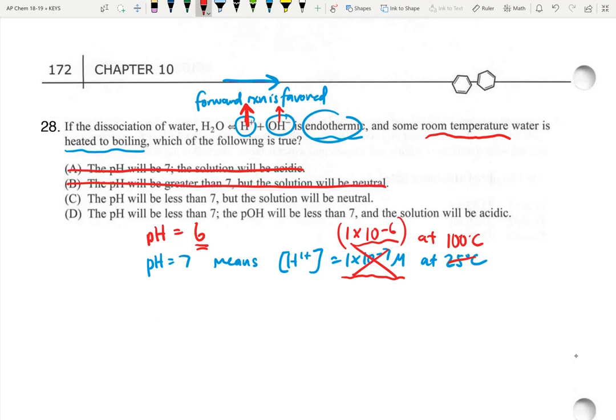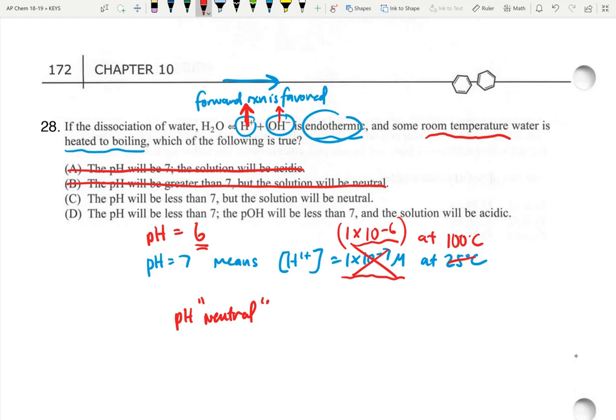The solution will be neutral. What does neutral mean to us? Okay. This is a good chance to disparage a rumor. It might be bumping around in your head. Neutral, pH neutral, in our solutions here, does not mean pH equals 7.